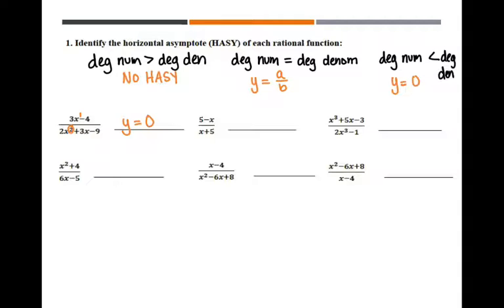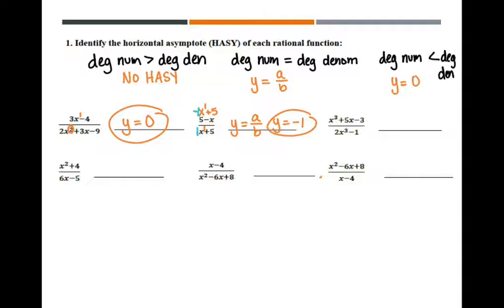For the second one, I'm going to rewrite my numerator. I'm going to rearrange it and write it as negative x plus 5. And then I'm going to look at my degrees. Again, degree on top is 1. Degree on the bottom is also 1. So that means my horizontal asymptote is going to be y equals a over b, where a is the leading coefficient of the numerator and b is the leading coefficient of the denominator. The leading coefficient of the numerator is negative 1, and the leading coefficient of the denominator is positive 1. So I have negative 1 over positive 1, which is just negative 1 for that horizontal asymptote.